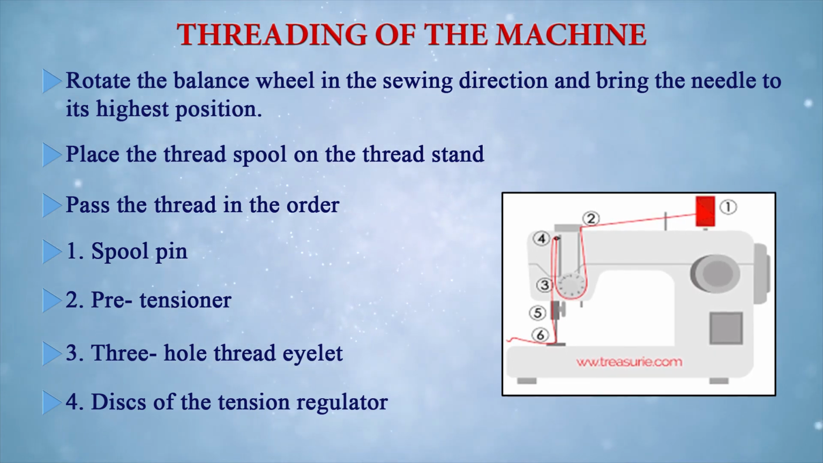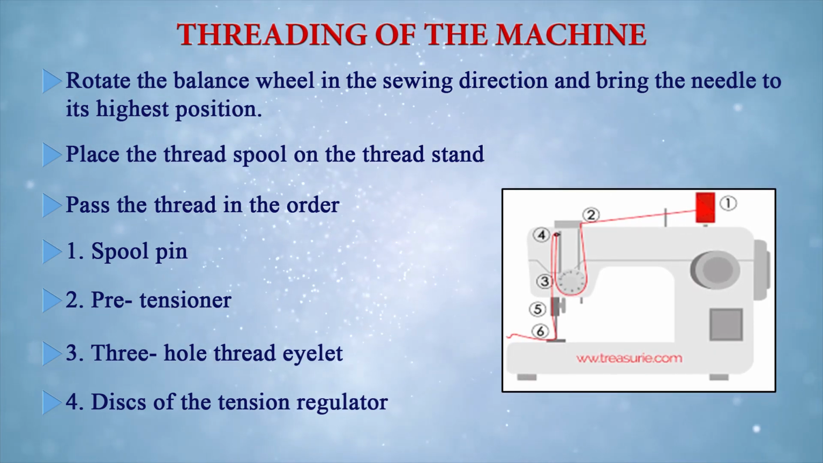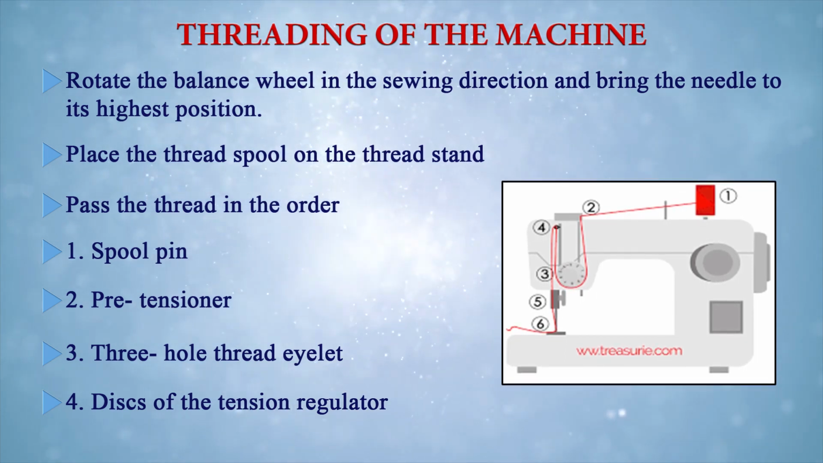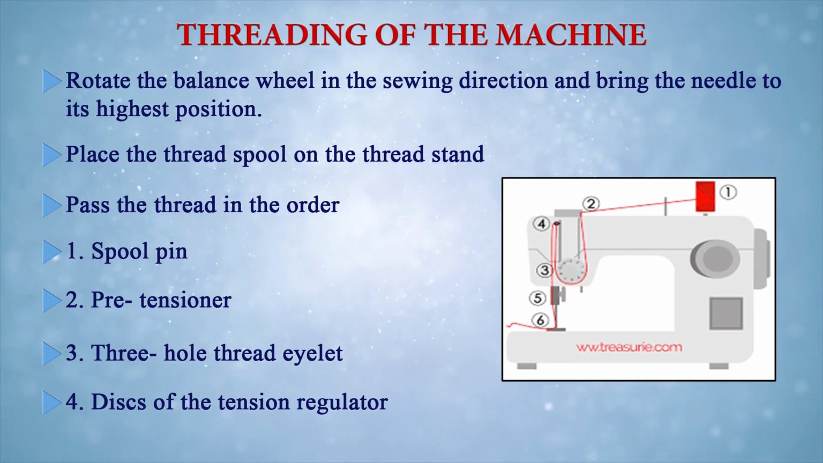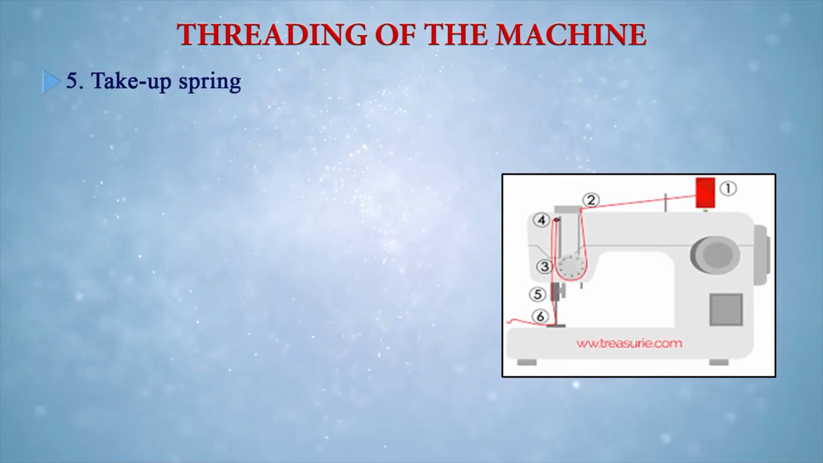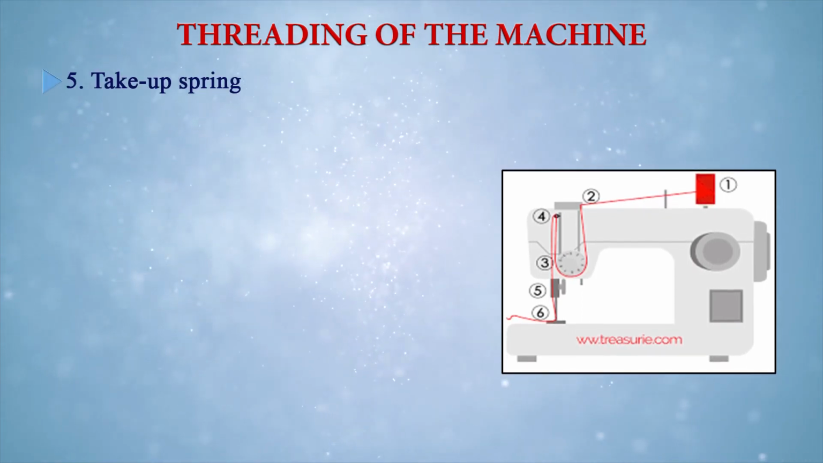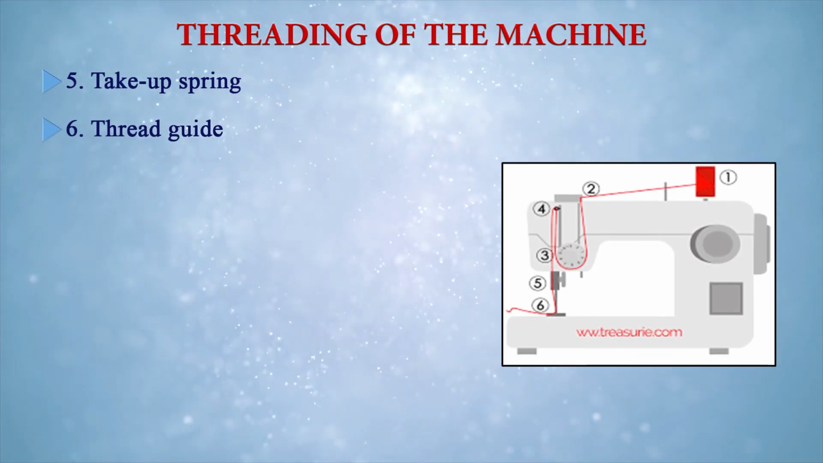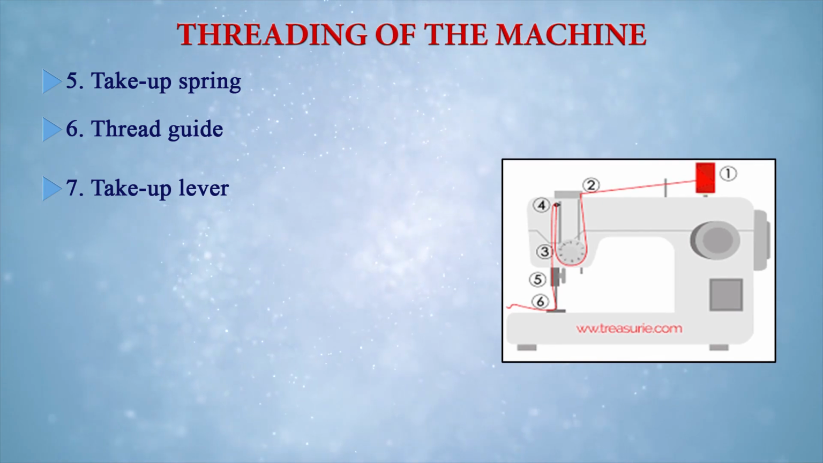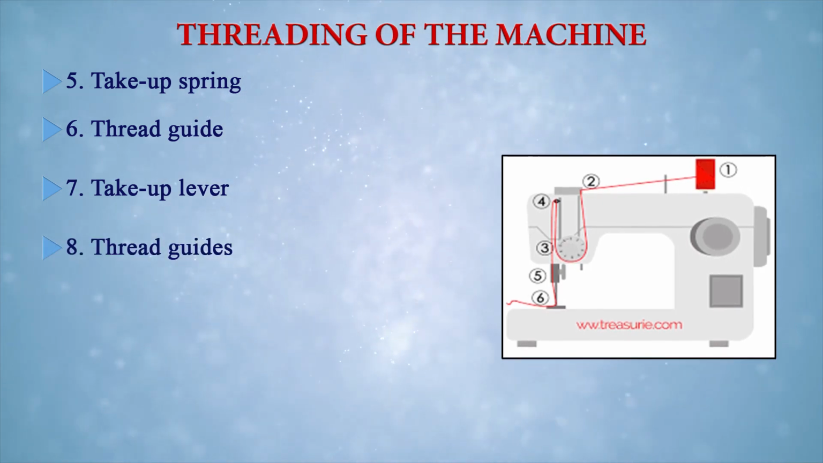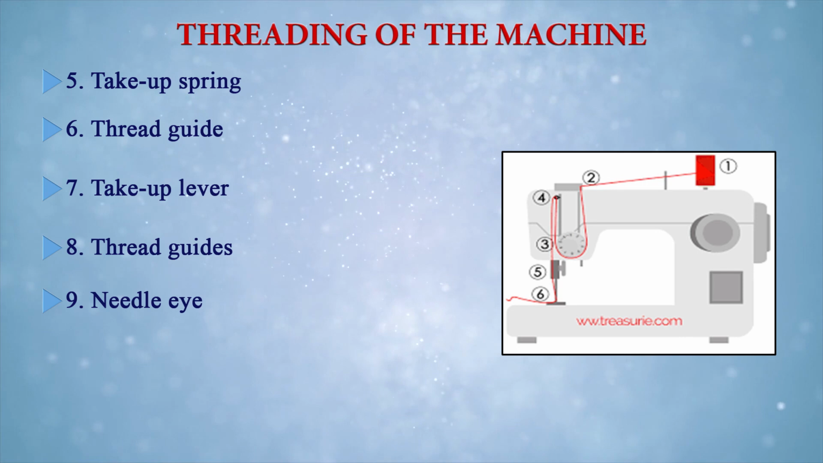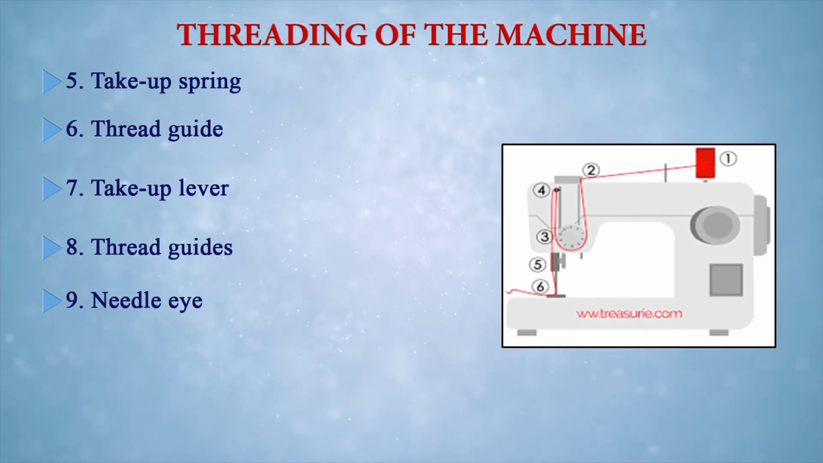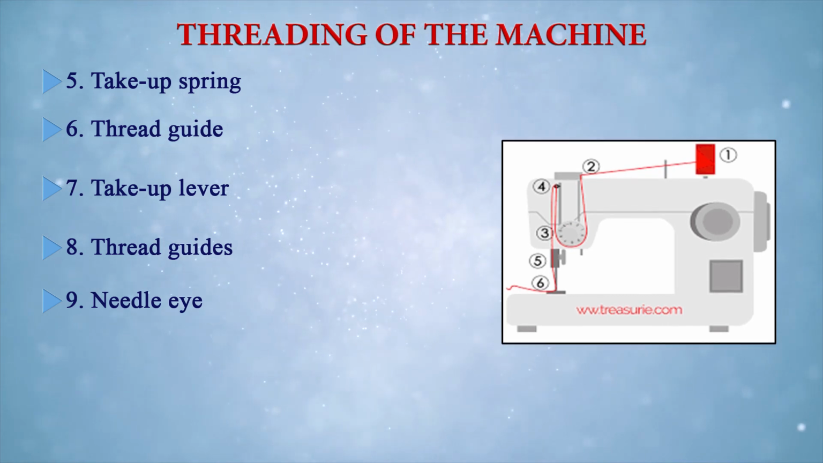When you see the machine, there is a U-shaped part from where the thread passes, and then it goes through the take-up spring, then the thread guide, then the take-up lever, and from the thread guide to the needle eye. So this is how we thread the machine.